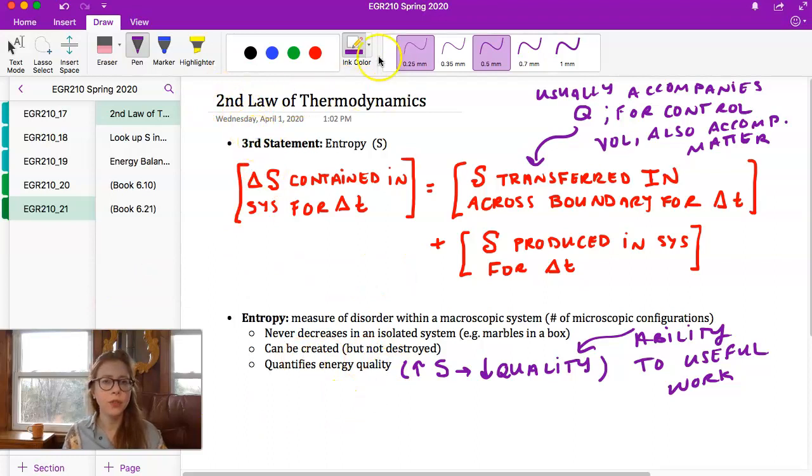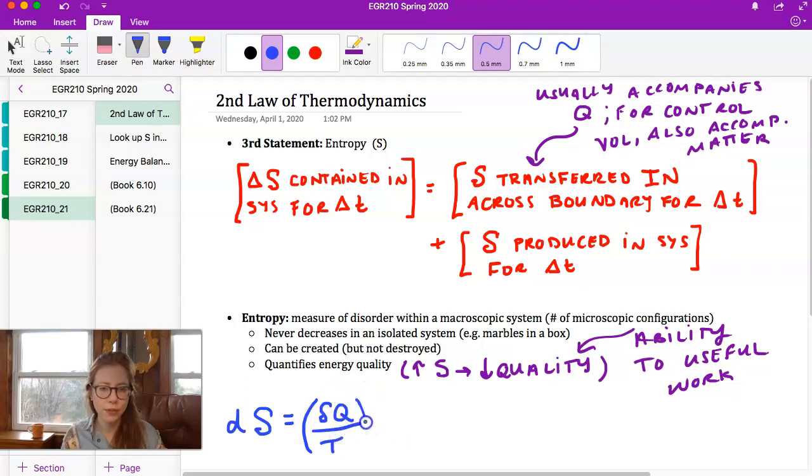So now going back for a second to last lecture when we were looking at the Clausius inequality. The change in entropy is going to be equal to the infinitesimal heat transfer divided by the temperature of the surroundings across the boundary for an internally reversible process.